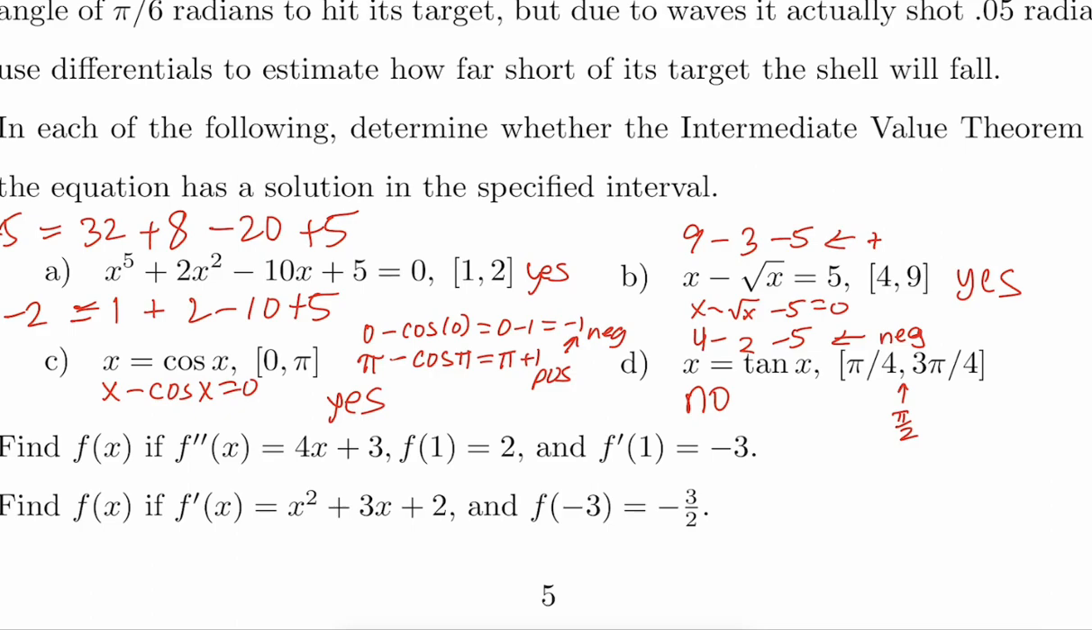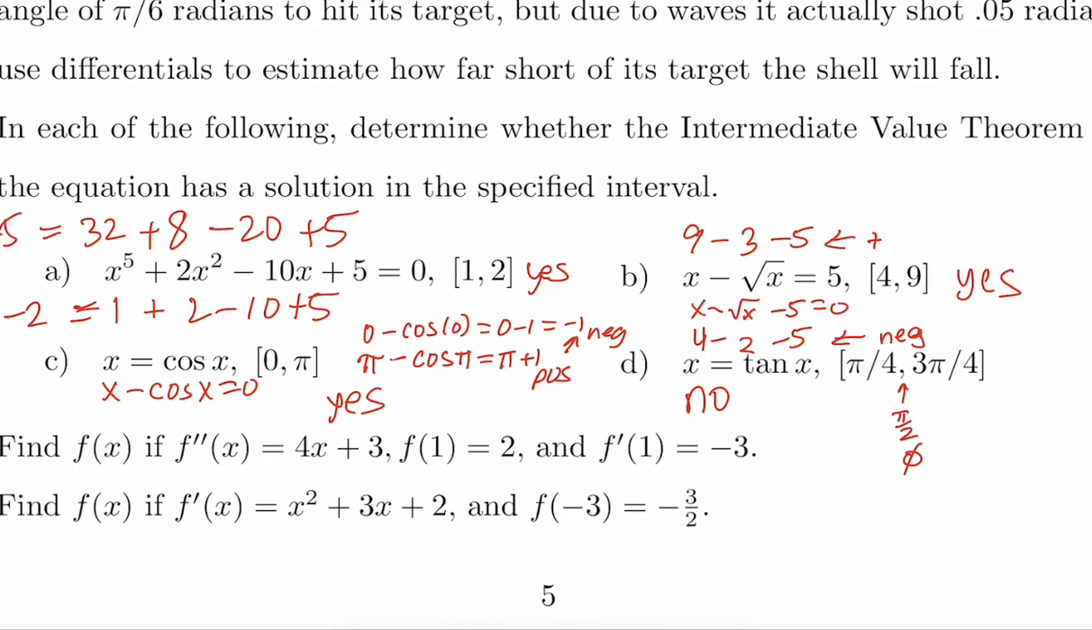Oh, I'm sorry. So if your interval has a point somewhere that is undefined, the intermediate value theorem says that it only works if it is continuous along that entire function. So at pi over 2, the tangent of pi over 2, you get 1 over 0, which is undefined. So we cannot even say that the intermediate value theorem will work for this one.